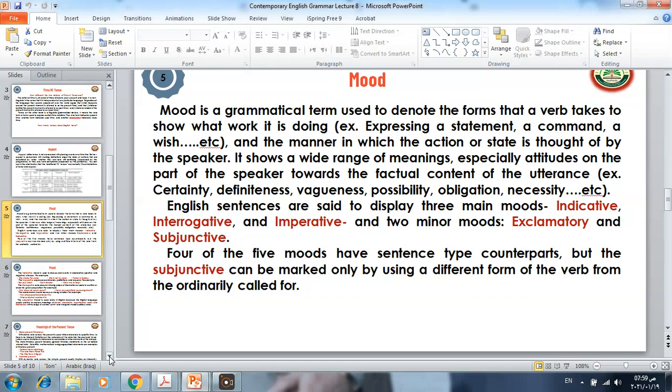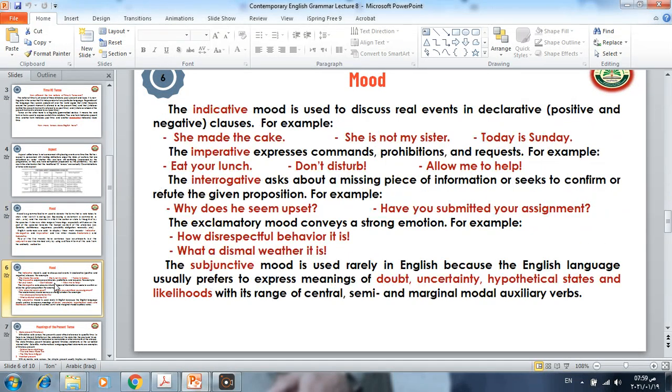So for the time being, I'm not going to say more about the subjunctive mood because I'm planning to deliver a separate lecture about it. Okay, so as I said, the four moods, the indicative, the exclamatory, the interrogative, and the imperative, are said to have a sentence type counterpart.